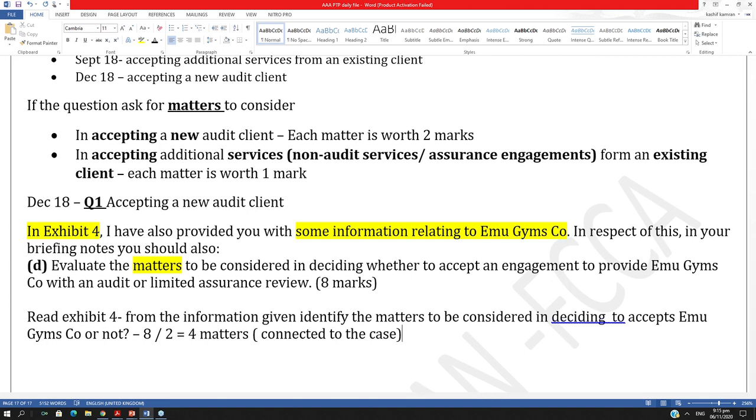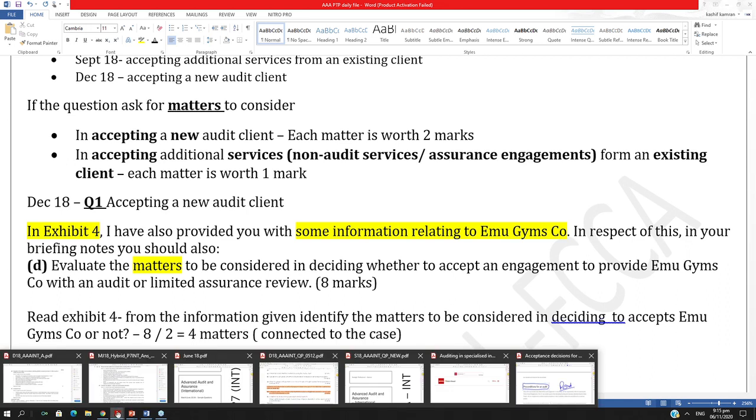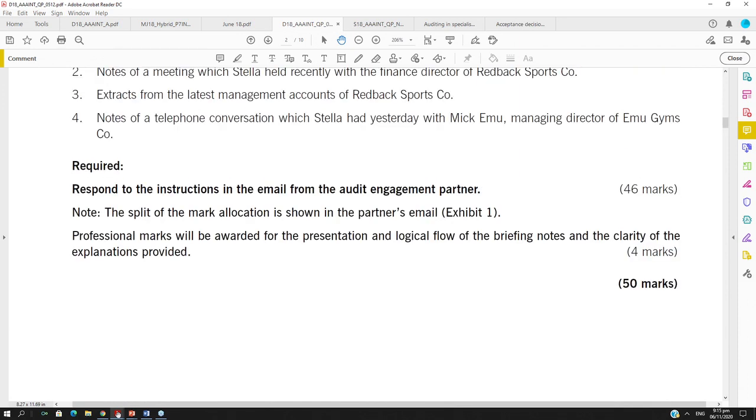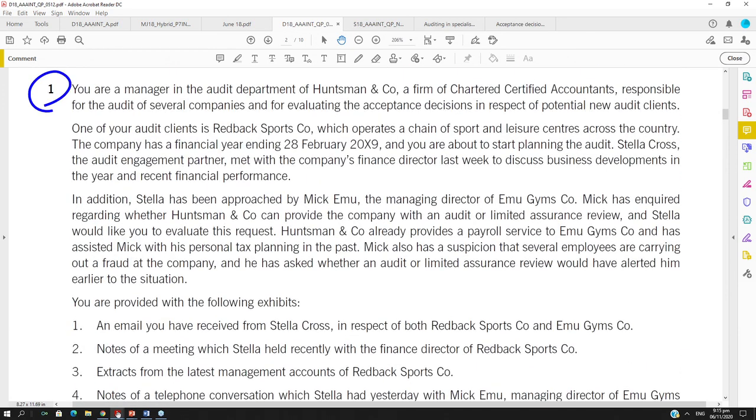Now, just before I tell you to read exhibit number 4, because it's question number 1, which is a very long case study. When you read question number 1 normally in the exam paper, you first read the introduction, right? Whenever you read question number 1 in the exam, you normally start with the introduction.